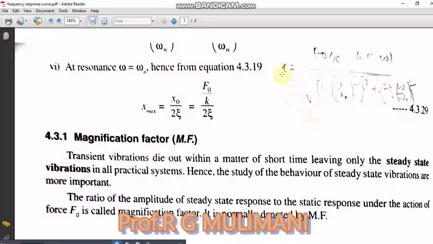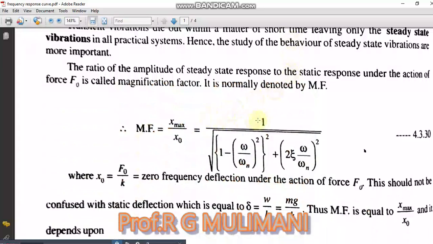If this is rearranged, when the sine omega t value is equal to 1, there is a maximum response or maximum displacement, that is x max. x max divided by F naught by k, which is x naught, is called the magnification factor. The ratio of the steady state vibration x max to x naught is called the magnification factor.